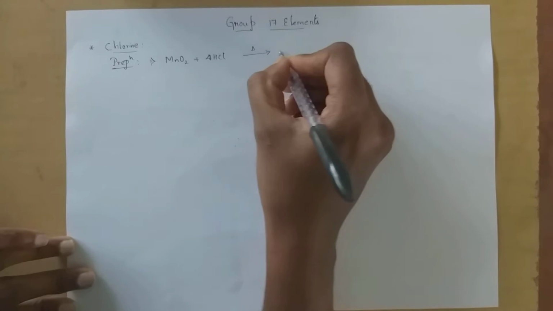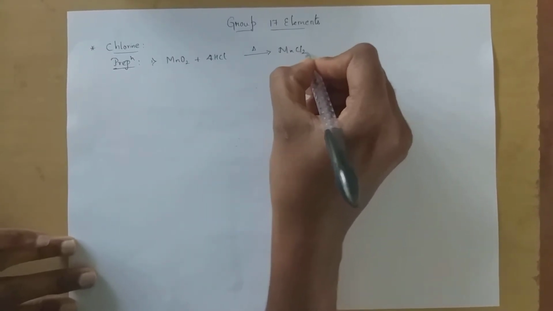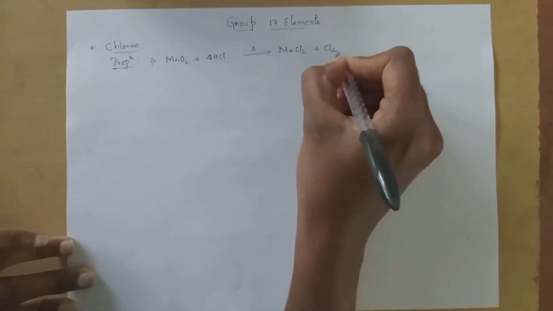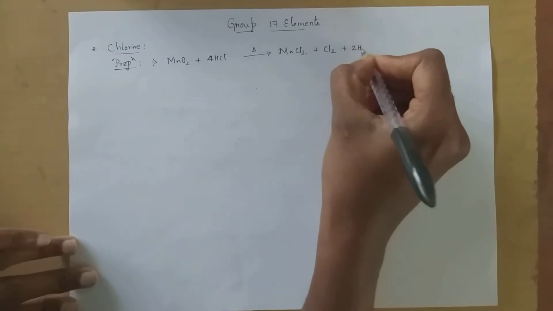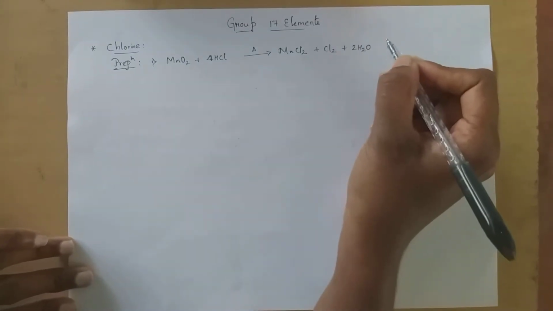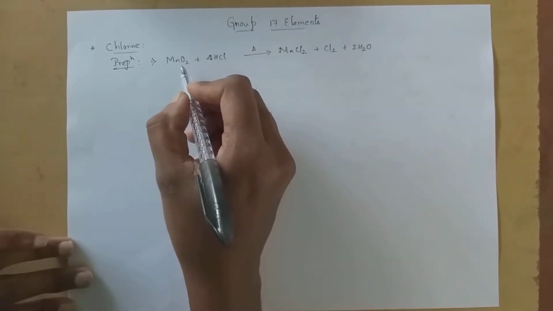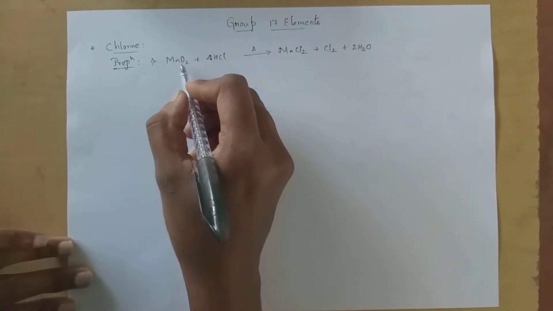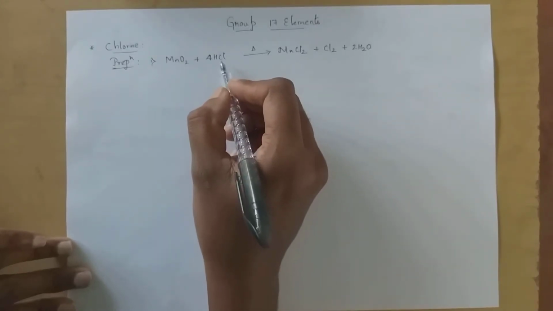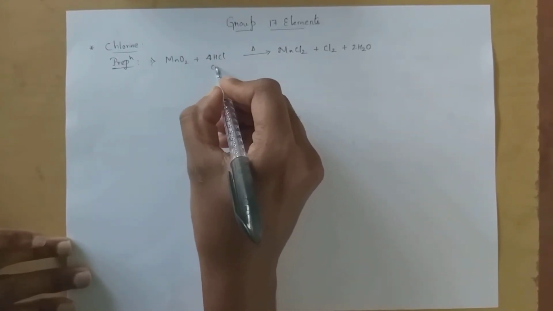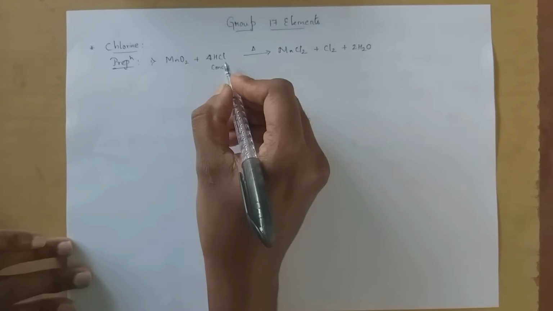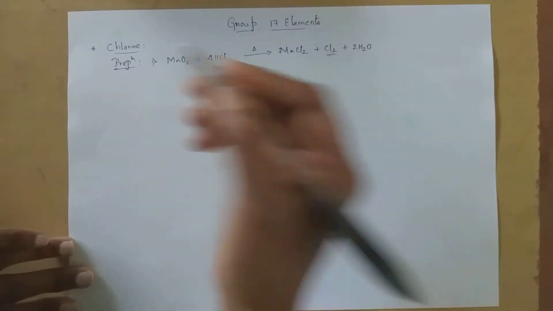Now we are going to heat, so that it will form manganese chloride, then chlorine gas is liberated, and water is eliminated as a byproduct. So by heating manganese dioxide with concentrated hydrogen chloride, we are going to get chlorine.